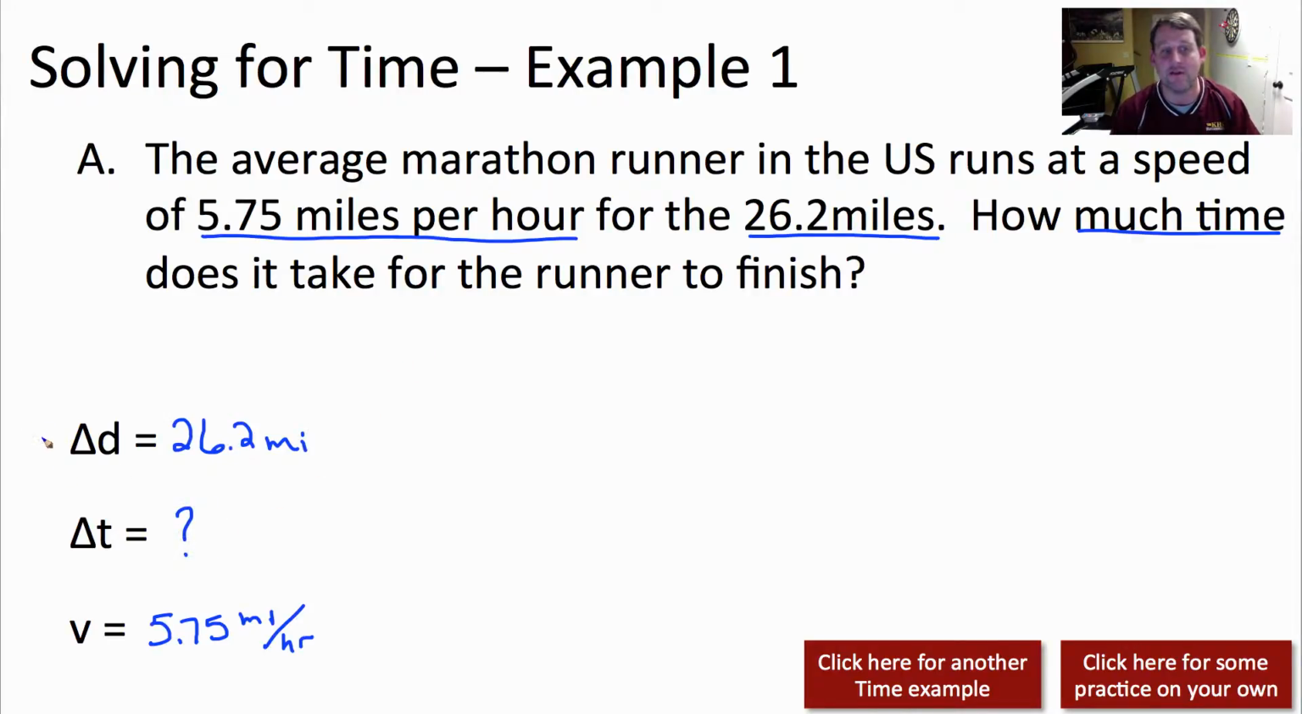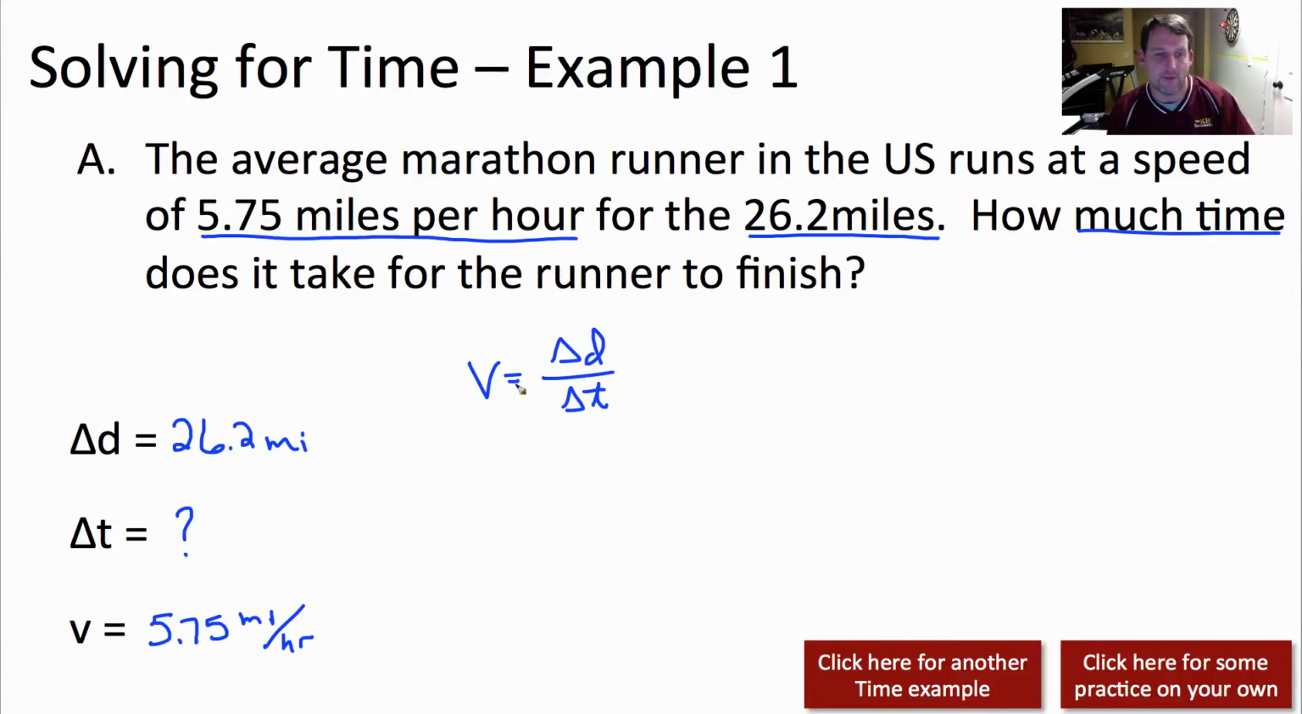So the next thing we ask ourselves is, well, what relates distance, time, and velocity? And of course, that's our velocity equation. V is equal to the change in distance over change in time. Now we always start with this equation. Now in this example, I'm going to show you some common mistakes that people make. So don't write this first part down.